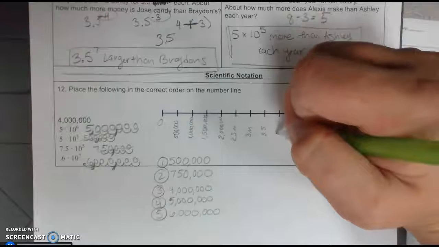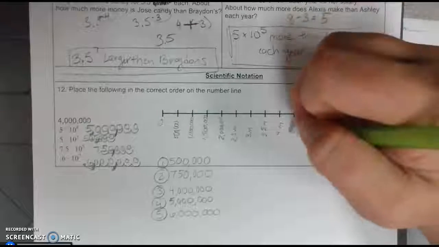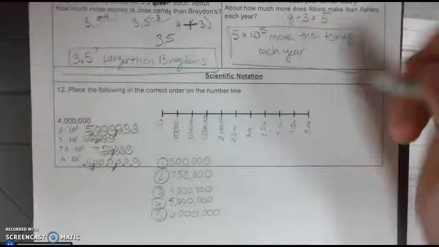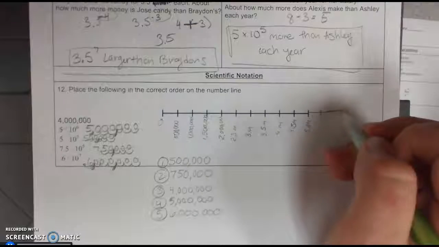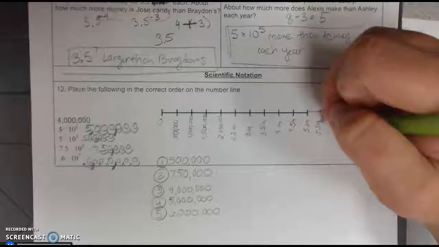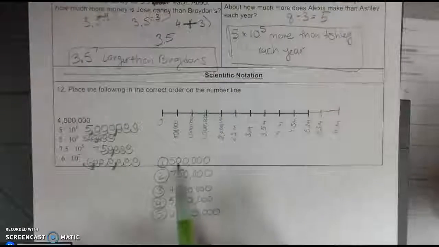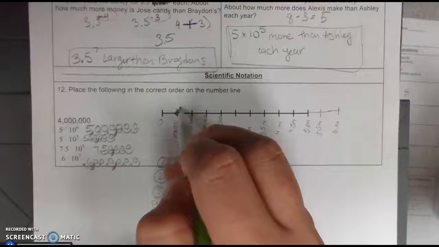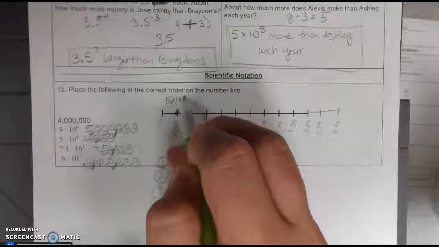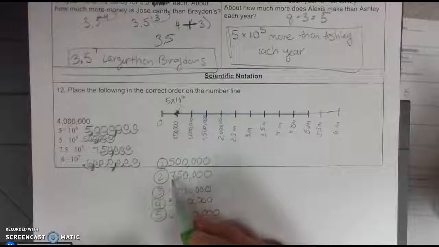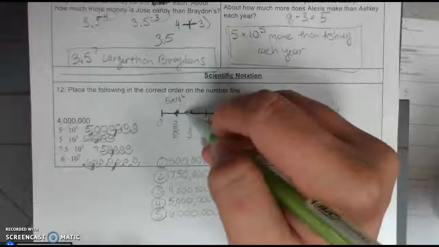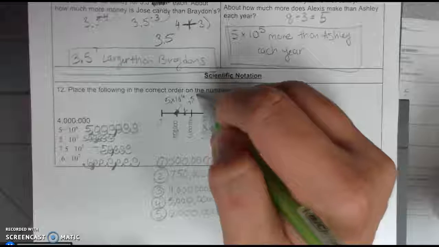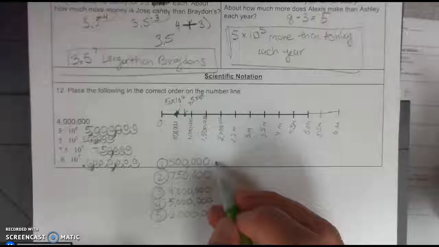Then 3 million, 3.5, 4 million, 4.5 million, 5 million, and I can add a few more: 5.5 million and 6 million. So I know my first dot is going to go right here, and this one is actually 5 times 10 to the 5th. My next one is going to be 750,000, so it's going to be pretty much closer right here. This one is actually 7.5 times 10 to the 5th. So I got that one and that one.